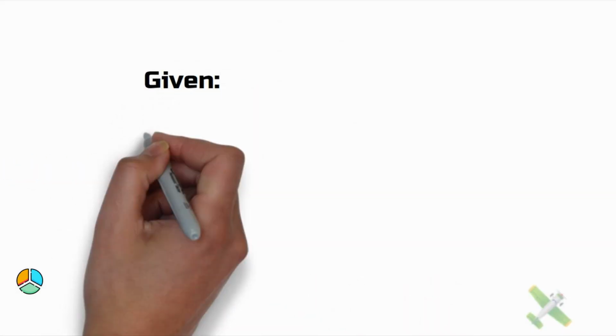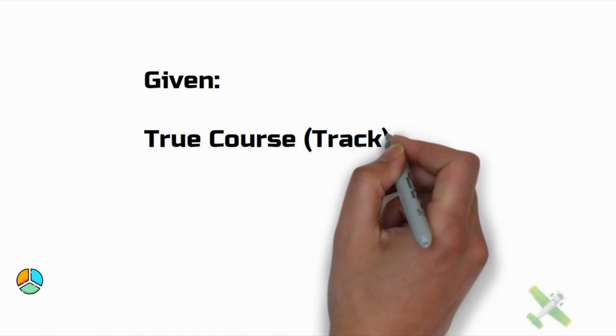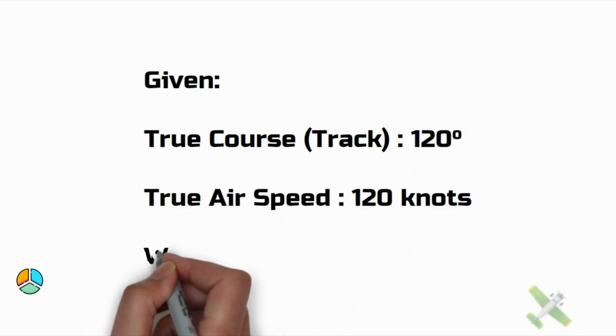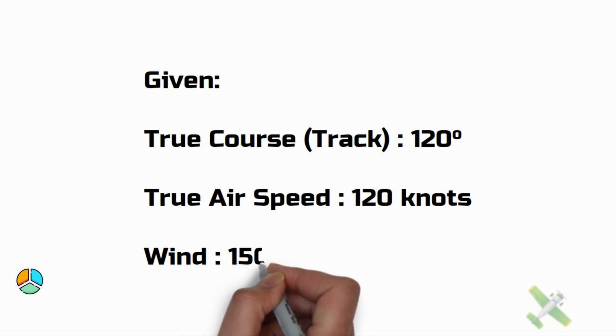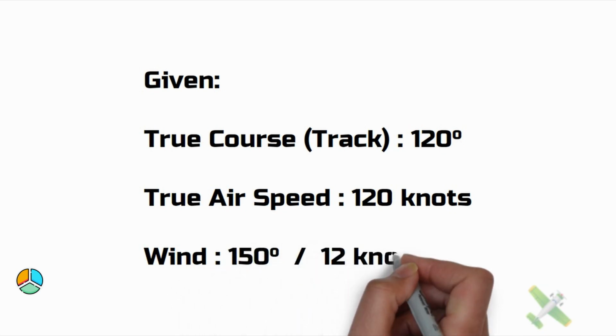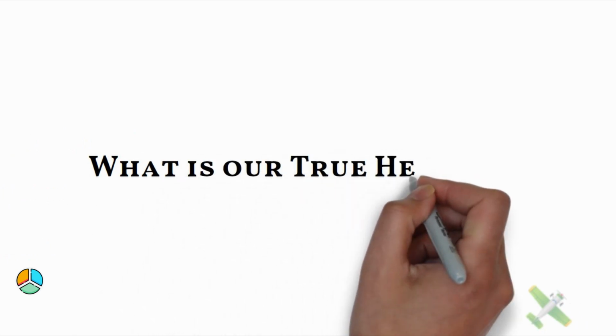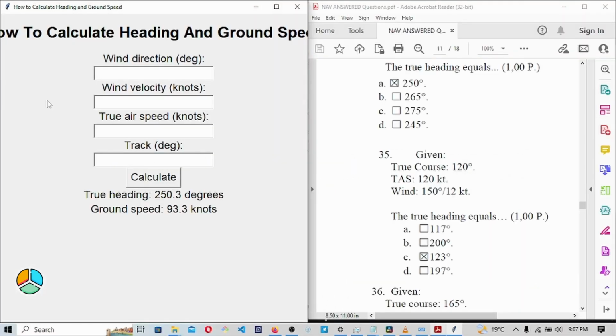We have been given true course as 120 degrees, true airspeed as 120 knots, wind direction of 150 degrees, and finally wind velocity of 12 knots. Now the question is, what is our true heading? We will type in our wind direction, which is 150 degrees, our wind velocity, which is 12 knots, our true airspeed, which is 120 knots, and finally our true course, which is 120 degrees.